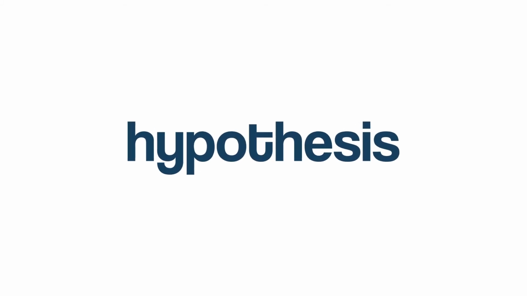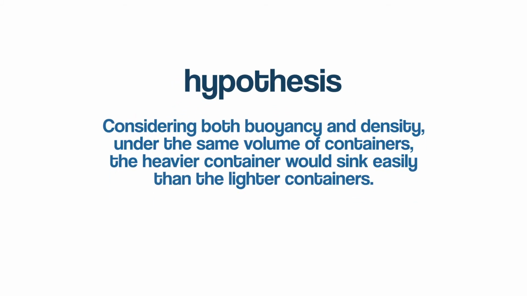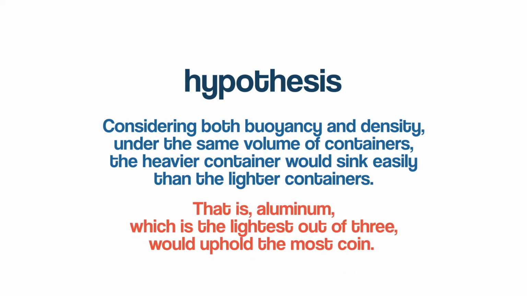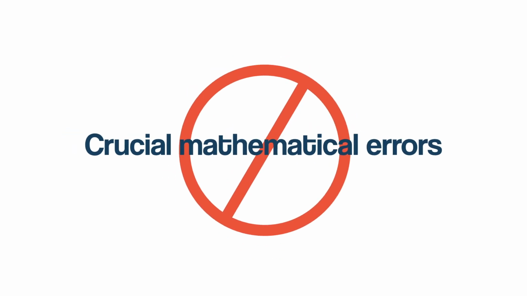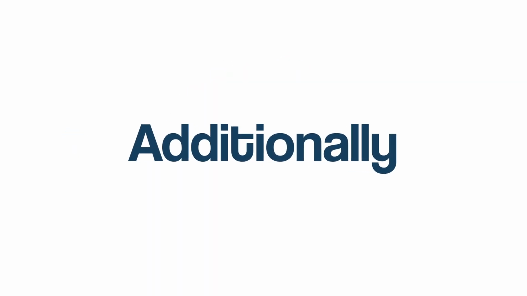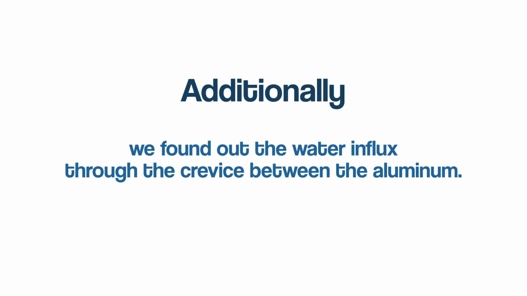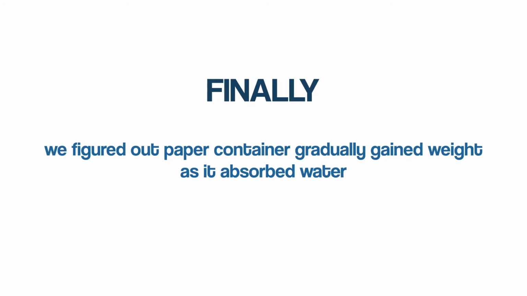Based on the re-examination, we came up with the second hypothesis, which is, considering both buoyancy and density, under the same volume of containers, the heavier container would sink more easily than the lighter containers. That is, aluminium, which is the lightest of the 3, would uphold the most coins. Also, during our experiment, we found crucial mathematical errors that influenced the results. Additionally, we found water influx through the crevice in the aluminium. And finally, we figured out the paper container gradually gained weight as it absorbed water.